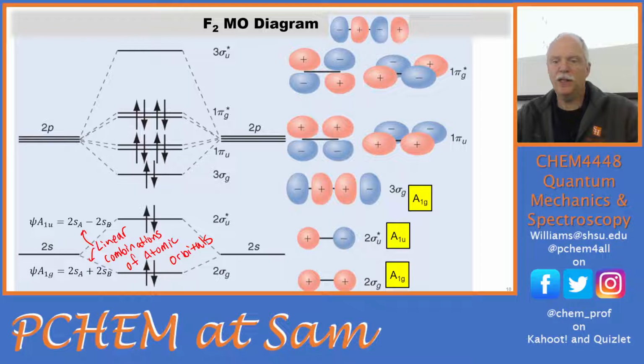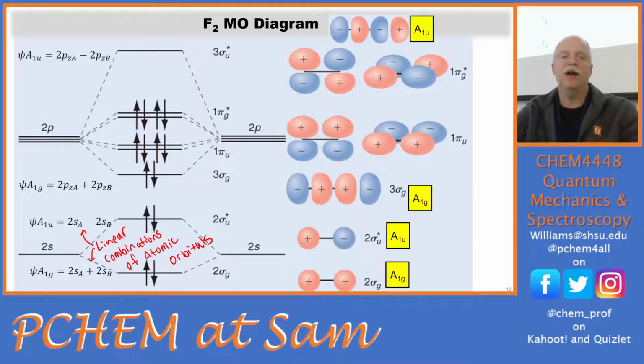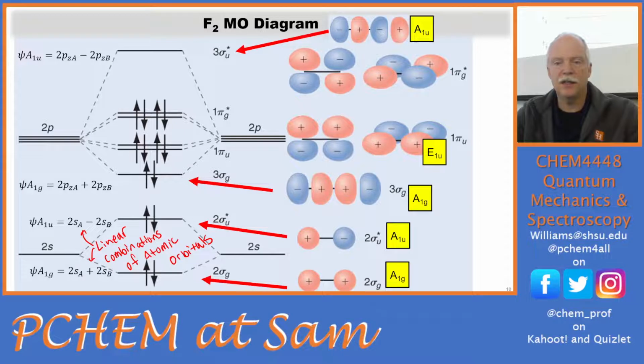And then we bring in the PZ orbitals. They come in end-on, so we're making all of the sigma bonds first. And so when they're in phase, the 2PZ on atom A is in phase with 2PZ on atom B. We'll call it a plus interaction. And then the A1U is when they're out of phase with each other. Okay. And then we have the side-on interactions. Those are E1U for the bonding.